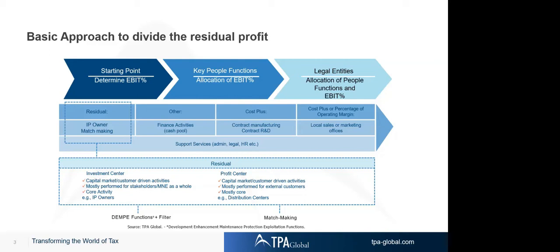The matchmaker in the value chain is typically referred to in management accounting literature as the profit center. And the one who is the IP owner involved in the DEMPE functions is typically referred to in literature as the investment center. Well, those are the stakeholders to your residual. So this is a modified Porter's model.